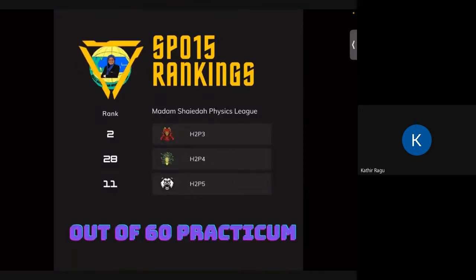So ini adalah ranking kelas berdasarkan ujian selaras hari tu. H2P3 dia dapat nombor 2. H2P4 dia dapat 28. H2P5 dia dapat 11. Serius nombor 2? Ya, nombor 2. H2P3 nombor 2. Nombor 1 H1P7 kot. P7 lah.